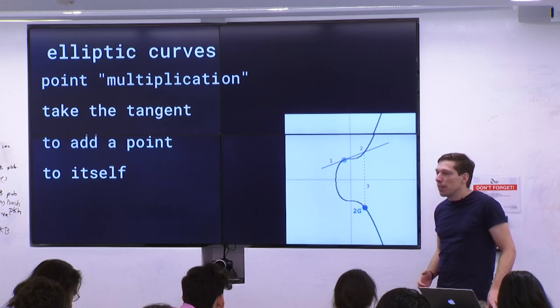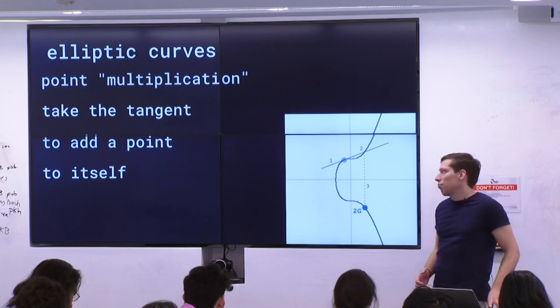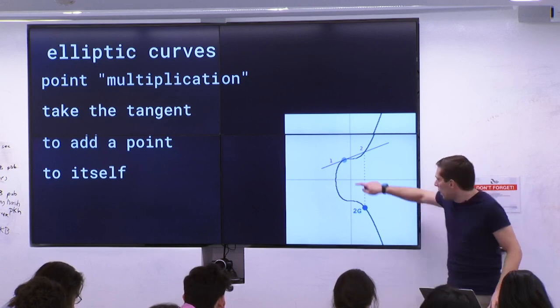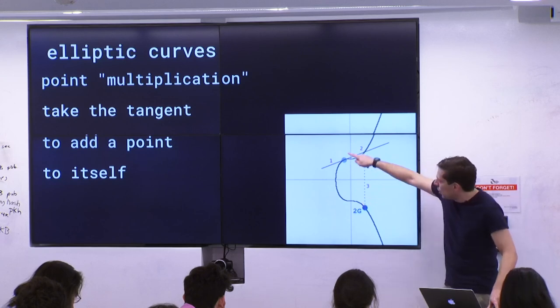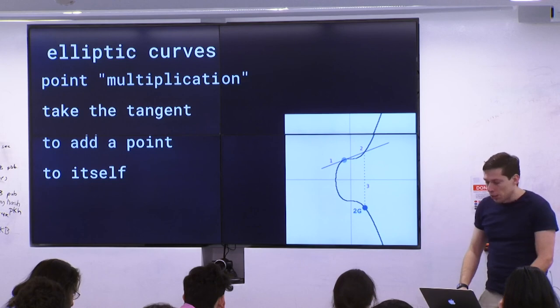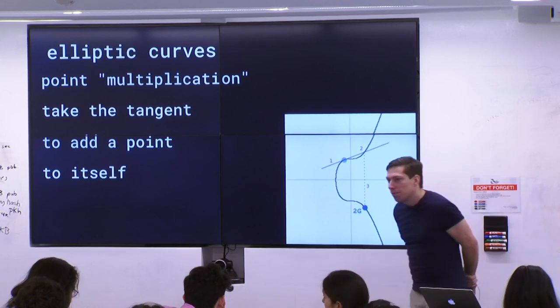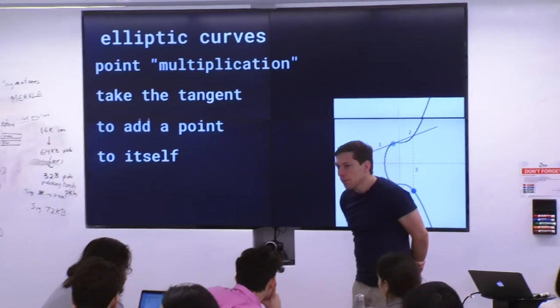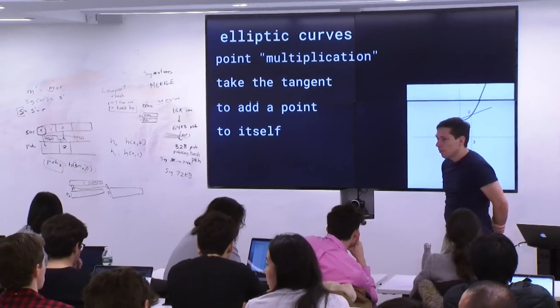And if I want intermediate things, like, well, I want 3G. Well, I draw a line between G and 2G, find the intersection and find the sum. So what we, yes? When you're finding the intersection, is that like the intersection modulo something?